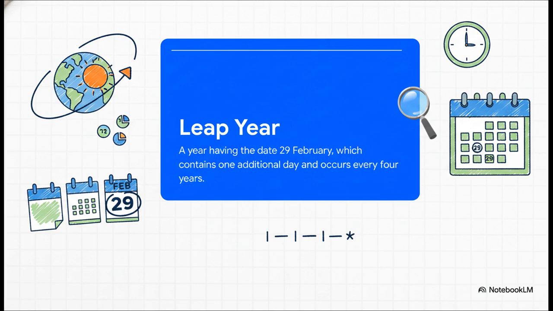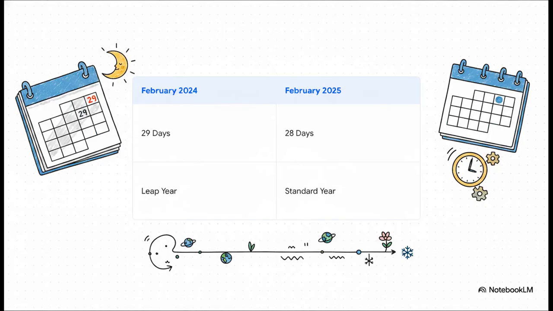And where do we stick that extra day? Right at the very end of February. You can easily see the difference if you just compare a calendar from 2024 to 2025. Since 2024 was a leap year, February stretched all the way out to 29 days. But if you flip over to 2025, which is a standard year, February just stops at 28 days. It's a super simple adjustment, really, but it's absolutely crucial because it keeps our calendars perfectly aligned with the seasons.